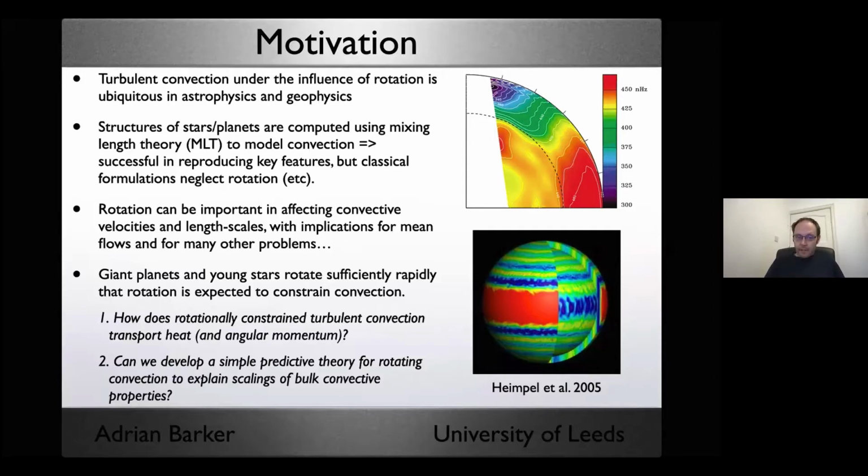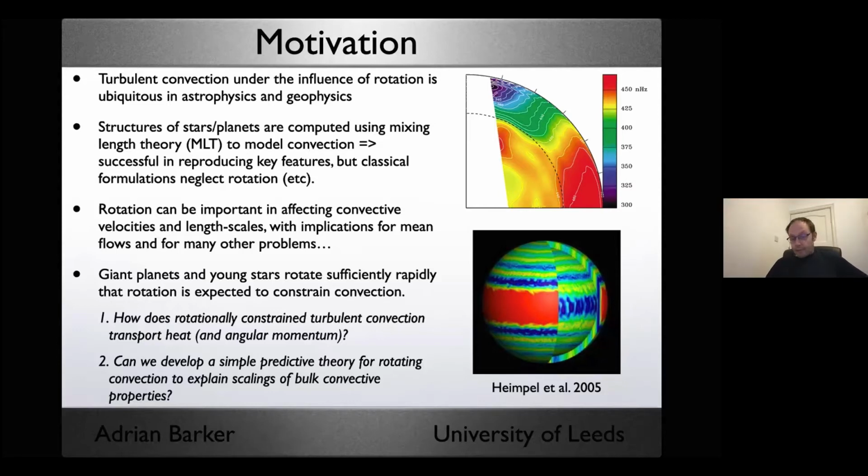What I'm going to talk about is a simple theory that builds upon this, that describes the properties of rotating convection and how they're affected by rotation. This is important in many problems, not so much for the structures of stars and planets, which are probably not going to change through this modification, but through affecting convective velocities and length scales, which have implications for mean flow generation in planets and stars, and in other problems, such as tidal interactions, which is a problem I'm very interested in.